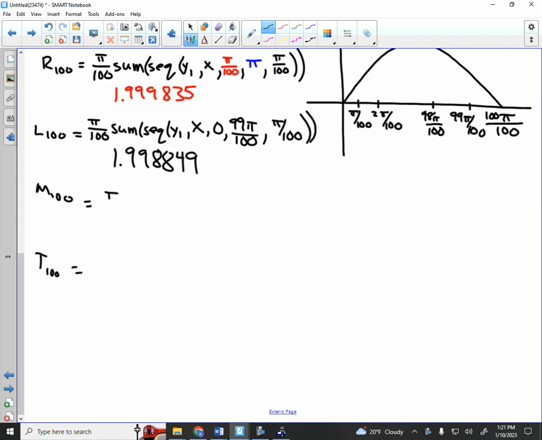Pi over 100 times the sum of the sequence. I start with y1, then x, and now we have to talk about the beginning. Talk to the person next to you. Do you know where we start? Take 15 seconds, talk about where we start. Go.